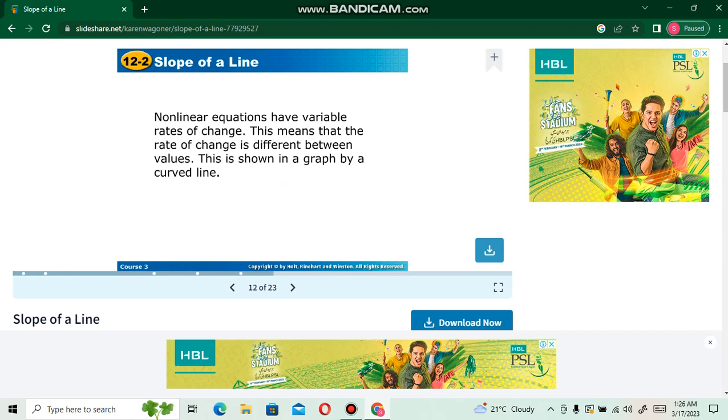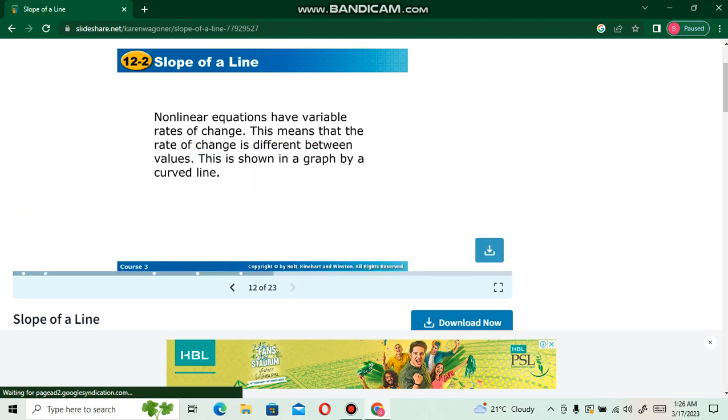Slope of a line. Non-linear equations have variable rates of change. This means that the rate of change is different between values. This is shown in a graph by a curved line.